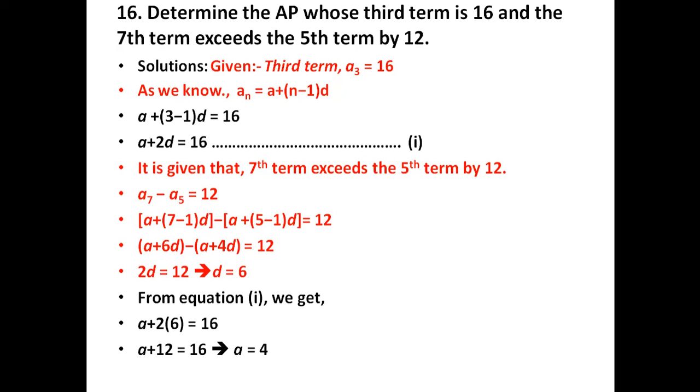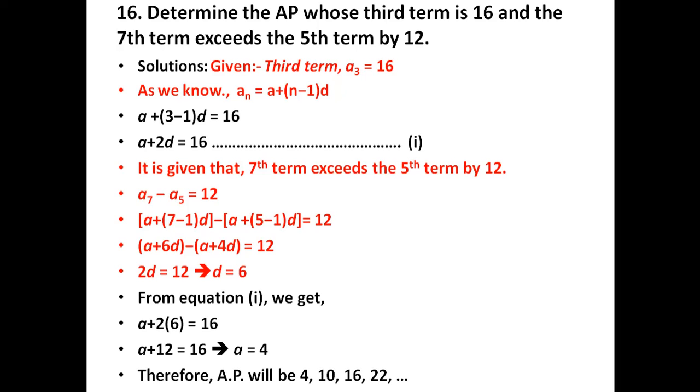So A plus 2D equal to 16, no? So A plus 2 into 6 equal to 16. So 2 into 6 is 12. So 12, take it to that side of equal to, it will be 16 minus 12 equal to 4. So we got the value of A also, D also.